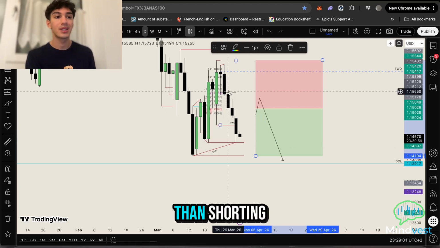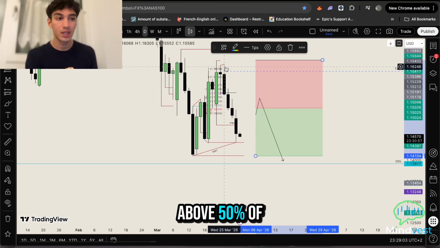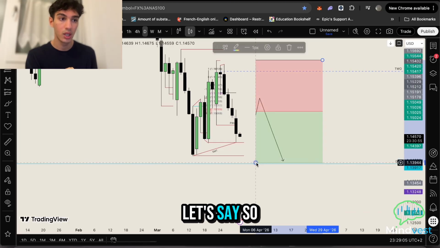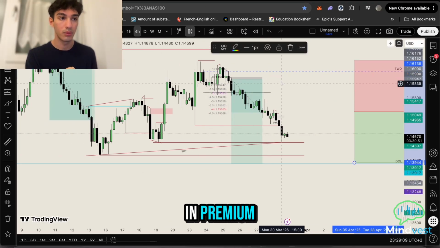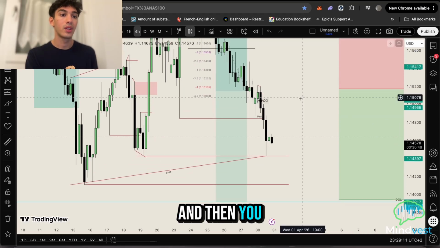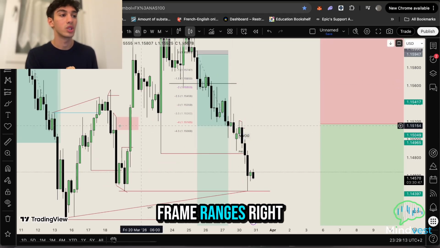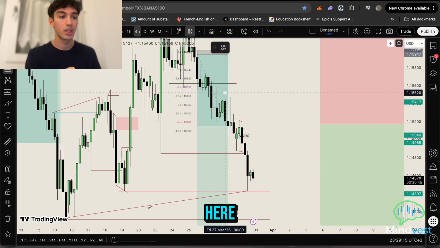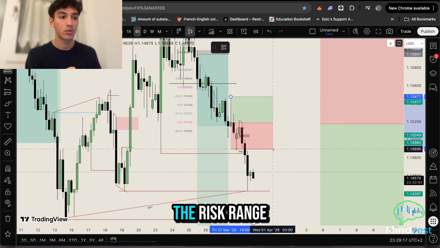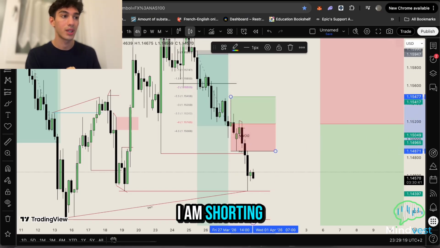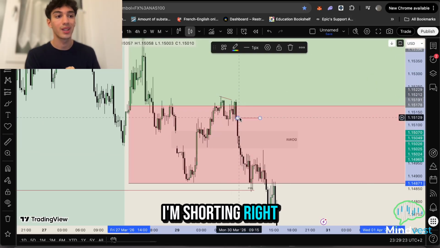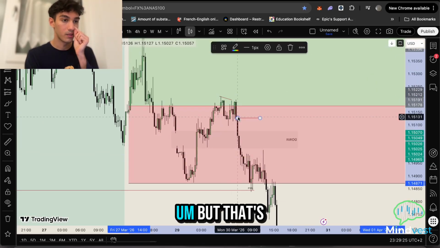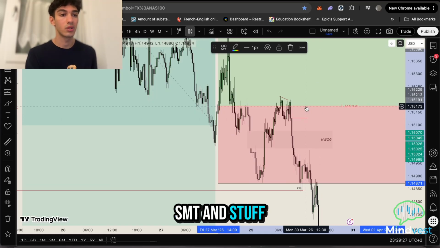The probabilities are a lot less than shorting above 50% of this whole range, let's say. So anything above here, which is why you can see my shorts were in premium. And then you also have your lower time frame ranges, right? So for example, with this short here, you can also see with this range, the risk range, I am shorting, well, the SMT happened in premium and I'm shorting right around the discount, but that's fine because the SMT and stuff formulated in premium.